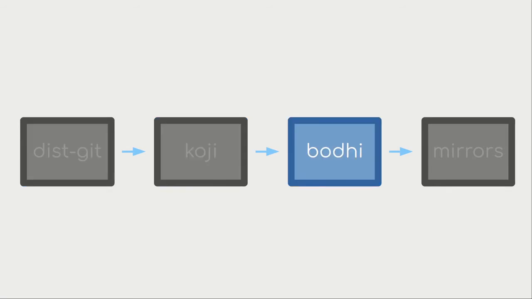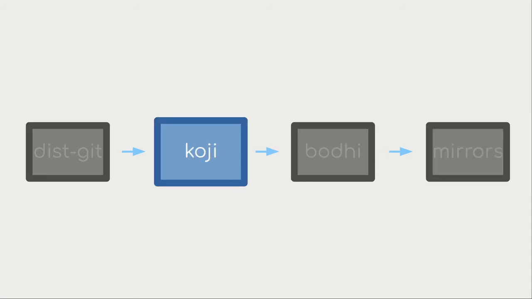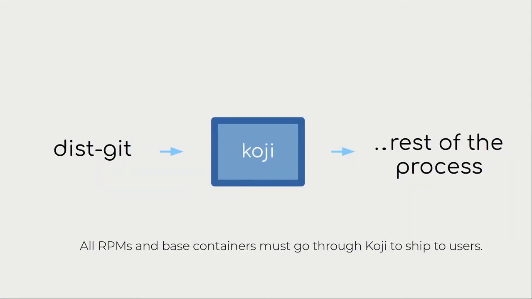They use Bodhi as the system to gate and announce those build updates. And lastly, the Fedora infra team pushes those builds out onto Fedora's mirrors, and then users around the world can download the updates. In other words, all Fedora RPMs and the Fedora base container images must go through Koji in order to ship out to users.